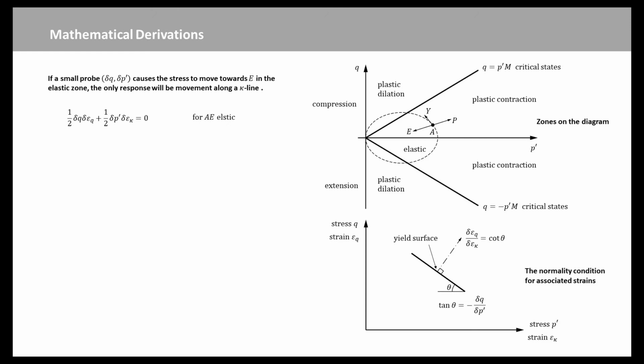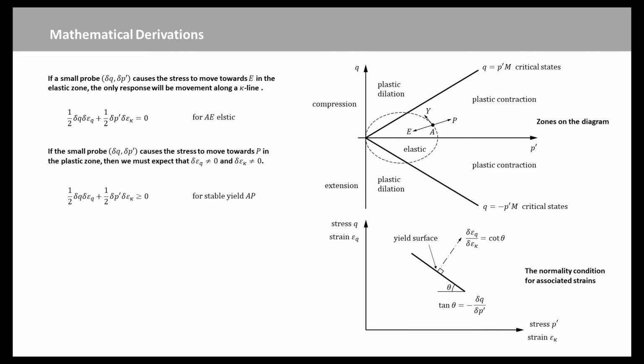We demand that the soil remains elastic, so E kappa equal to constant, and delta epsilon kappa equal to 0. Therefore, for any inward probe from A, since delta epsilon Q equal to epsilon kappa equal to 0, it follows that there is no plastic work done by the probe, and we have this equation.